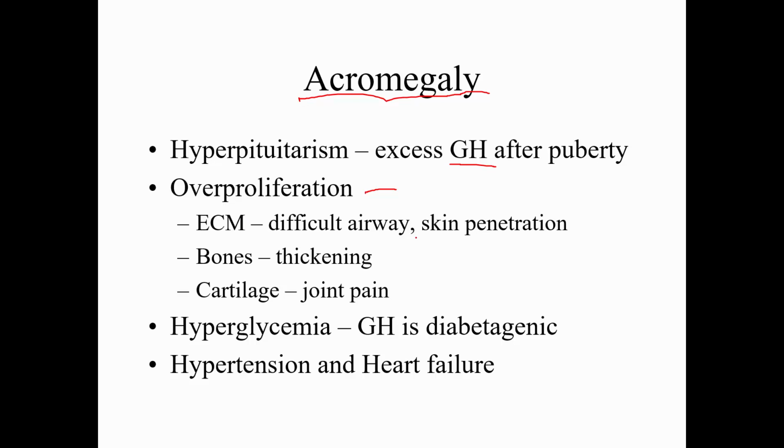That makes these folks a difficult airway because of all the soft tissue growth in the pharynx. A very thick skin and difficult penetration with the needle. The bones thicken. There's a lot of thickening in the cartilage, and that causes a lot of joint pain. These folks produce more insulin, but they're less sensitive to it, and they're less able to take glucose up into cells, and therefore the growth hormone is considered to be diabetogenic. People who have excess growth hormone will have hypertension and heart failure attributed to these diabetic symptoms.